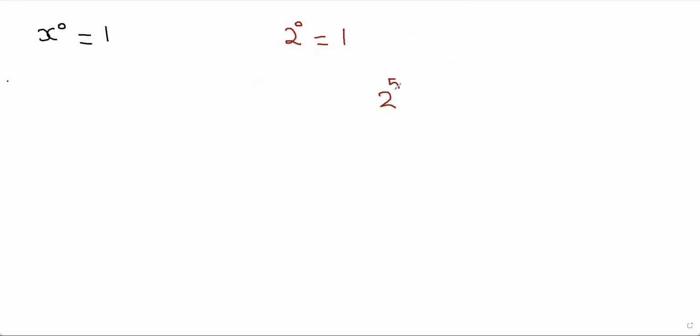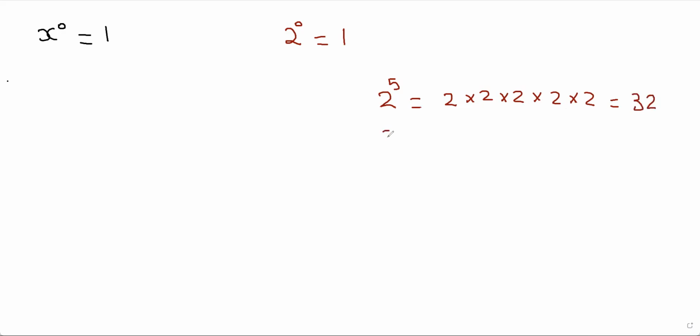2 to the power of 5. So when you hear 2 to the power of 5, you know that is 2 times 2 times 2 times 2 times 2. So basically, you have 5 2's that are multiplied. And so you either multiply it in your calculator, or if you're good with exponents, you know 2 to the power of 5 is 32.